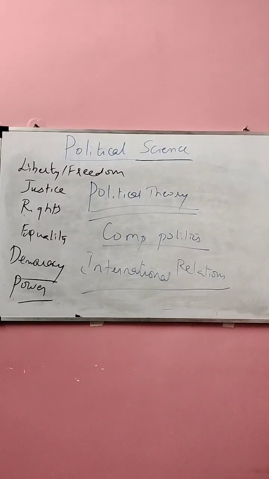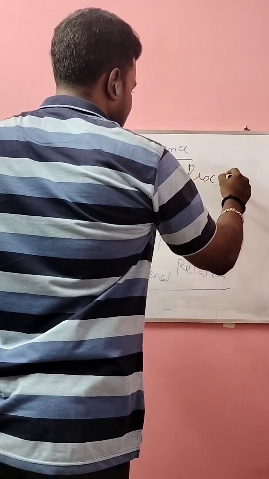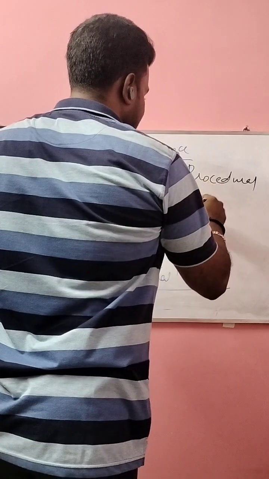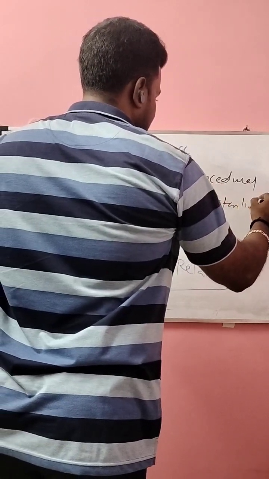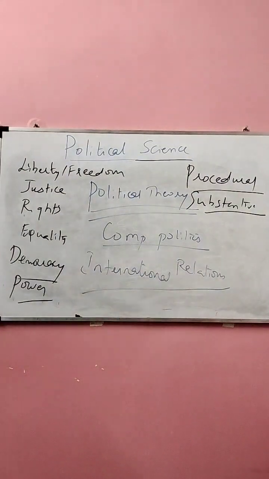are associated with each other, what are the philosophies and ideologies associated with these concepts, and the important scholars associated with these concepts. Apart from this, a student of political science should be able to analyze these six key concepts from two dimensions. One dimension is procedural and the other dimension is substantive. So if you are able to correlate all these, you will master the subject political science.